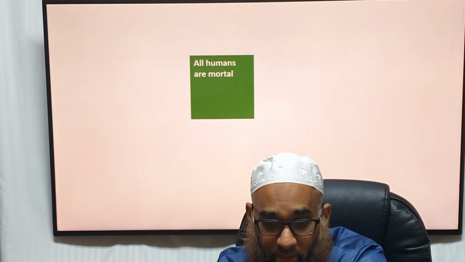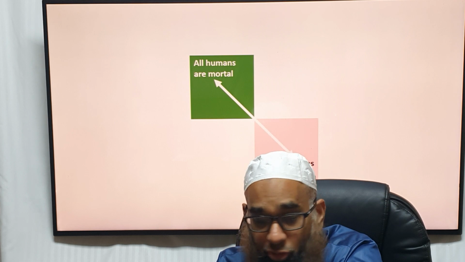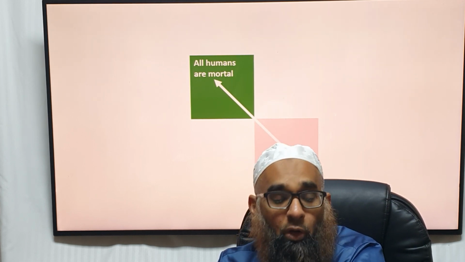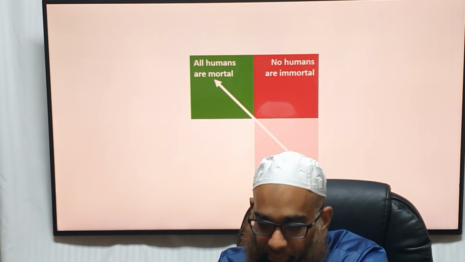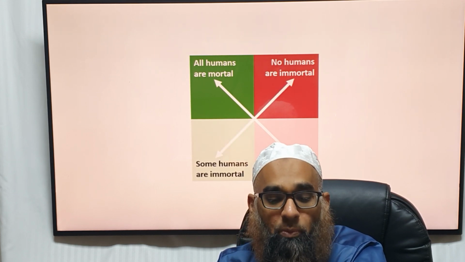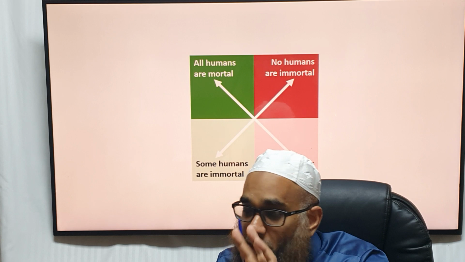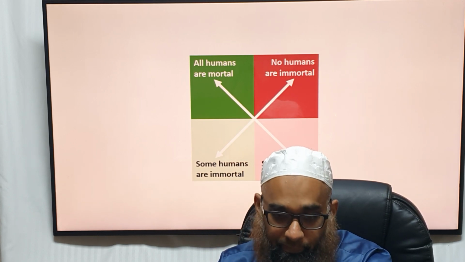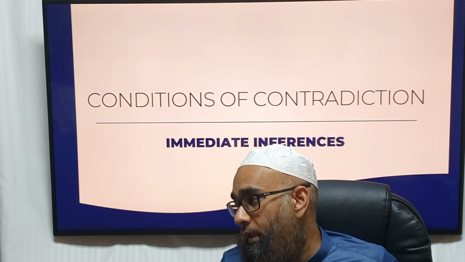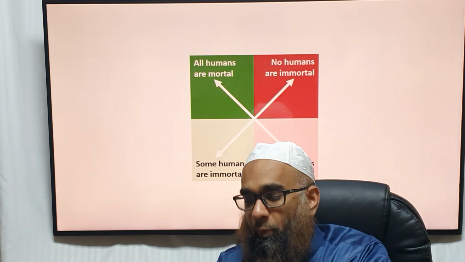So if we have "all humans are mortals," the contradictory of this is going to be what? Some humans are not mortal. And if we have "no humans are immortal," then the contradictory has to be what? Some humans are immortal. And if one is true, the other has to be false. Both can't be true. Do you understand? Okay? So you get it? We do a lot of examples of that.